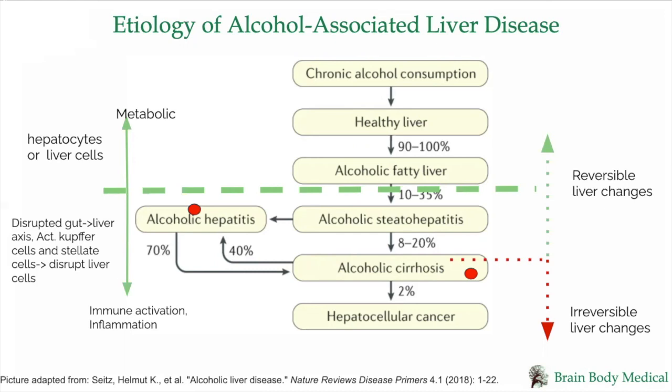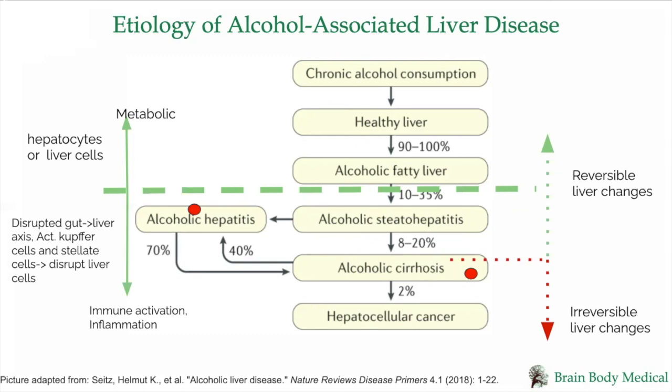So this half of the slide, the dysfunction is due to a disrupted gut. A disrupted gut causes changes in the liver, particularly to the Kupffer cells and to the stellate cells. And once you have changes in these two cells, eventually you'll have disruption of the main liver cell called the hepatocyte.